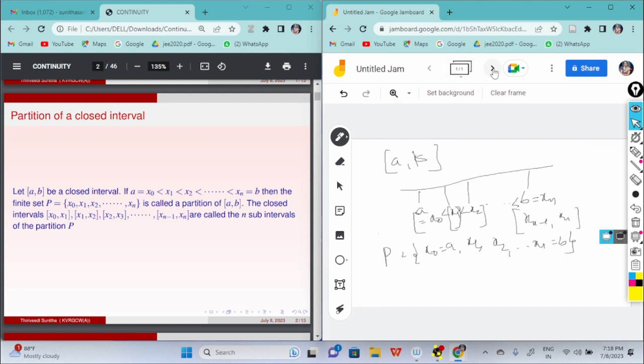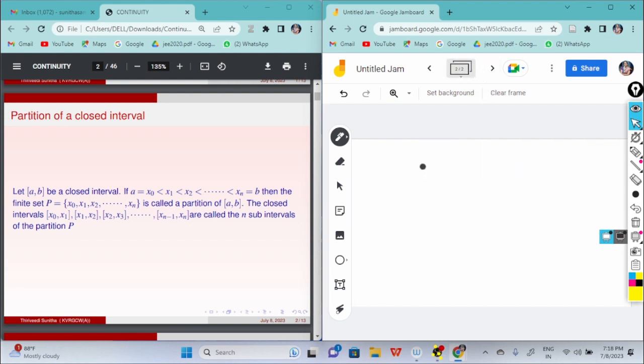For example, let me take one example, the closed interval [1, 5]. Here the partition is, this is 1, 5. We can take the partition as 2, 3, 4. So partition P is equal to {1, 2, 3, 4, 5}. This is one partition. The partition may not be unique. There are many partitions. Let us see another partition.